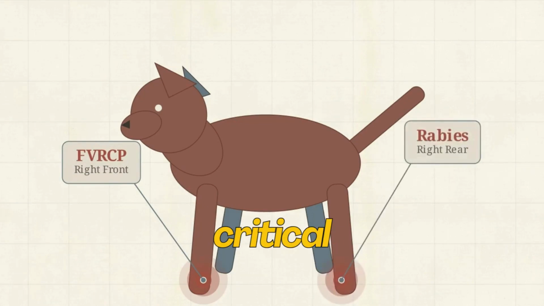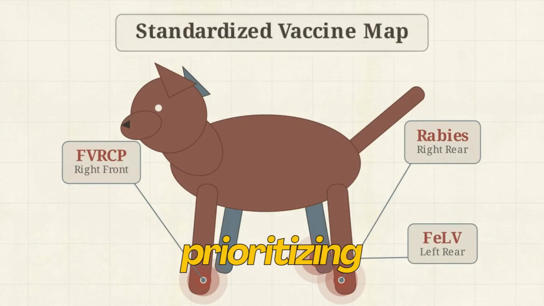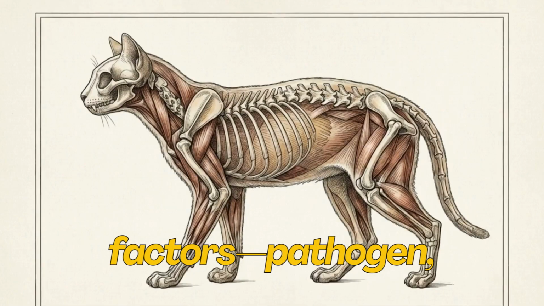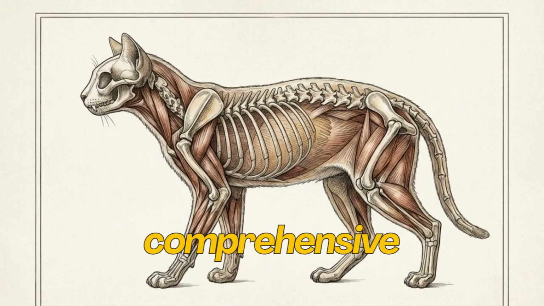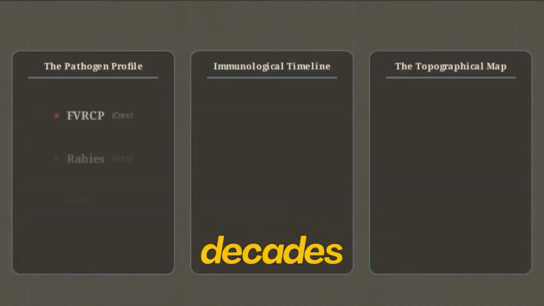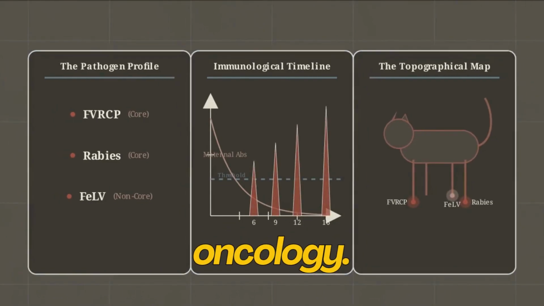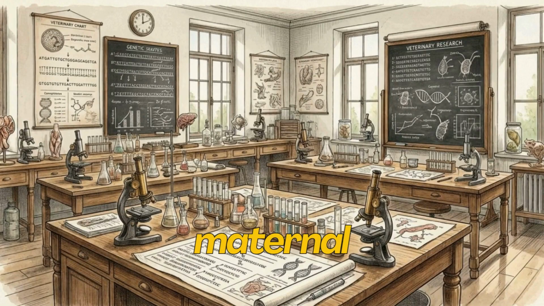This mapping provides a critical surgical option in the rare event of a localized reaction, prioritizing the cat's long-term safety. When these 3 factors, pathogen, timing, and location, are combined, they form a comprehensive plan for feline health. Modern protocols are the result of decades of data on virology, maternal antibodies, and surgical oncology. We select vaccines to address the most dangerous diseases, time them to bypass maternal interference, and place them where they can be most safely managed if a complication arises.